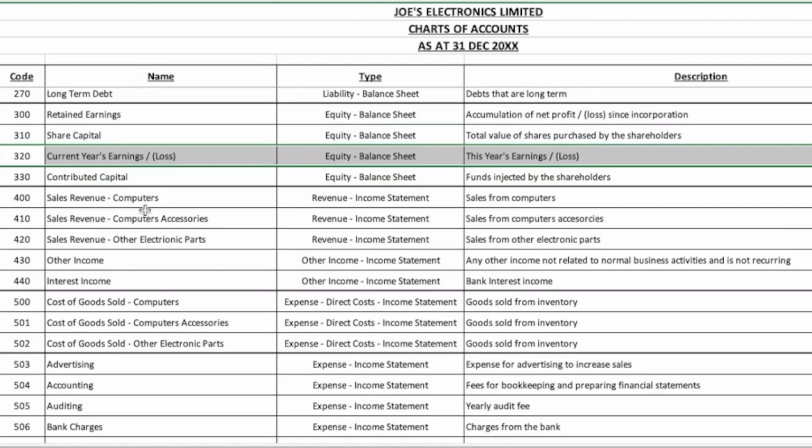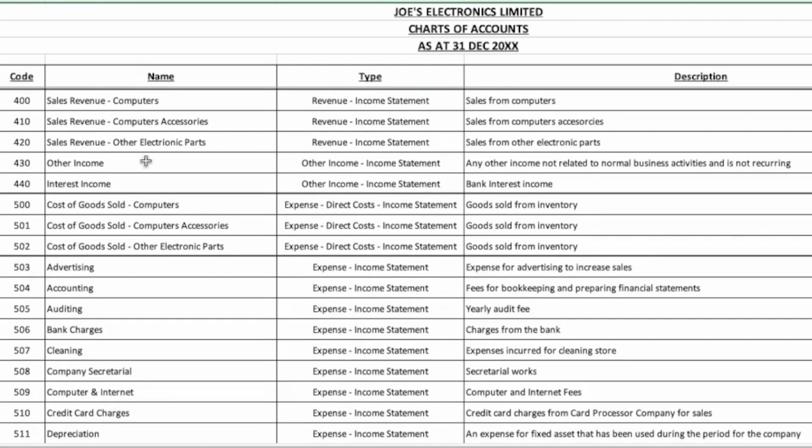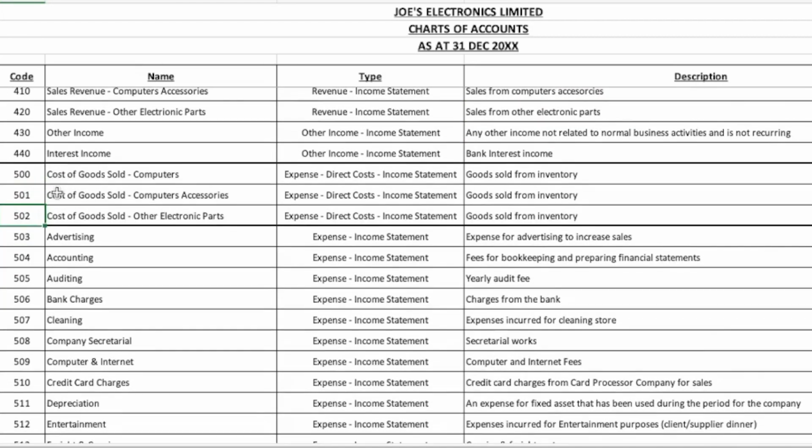And we have sales revenue here, which are streams of revenue separated into accounts. We have sales revenue computers, which are sales from computers. We have sales from computer accessories. We have sales from other electronic parts. And same for cost of goods sold. It's actually divided into each segment. We see computers, computer accessories, and other electronic parts.